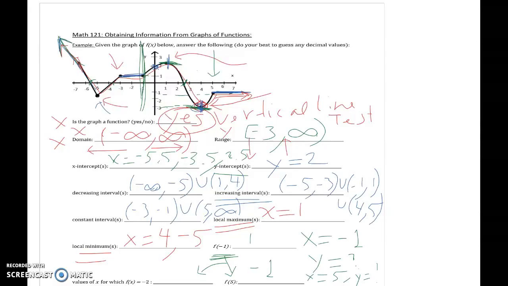So f of 5 would equal -1, and that's because the point (5, -1) is actually on the graph. And similarly for the past one, (-1, 1) is a point on the graph, which is why our answer was +1 when they gave us an x value of -1.